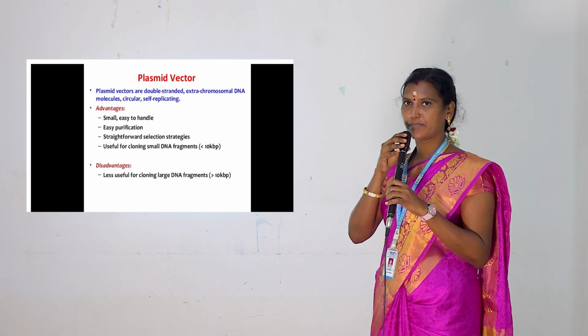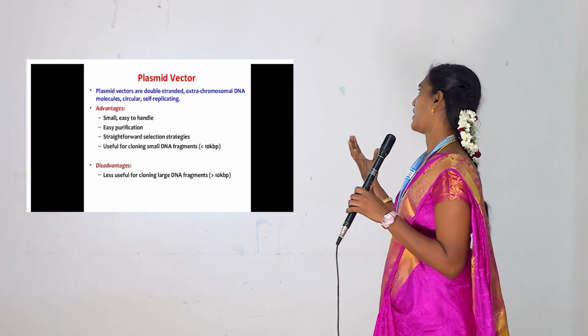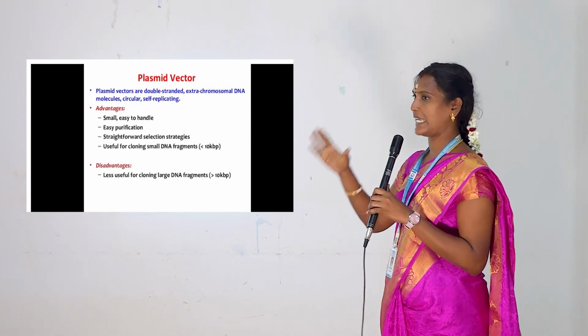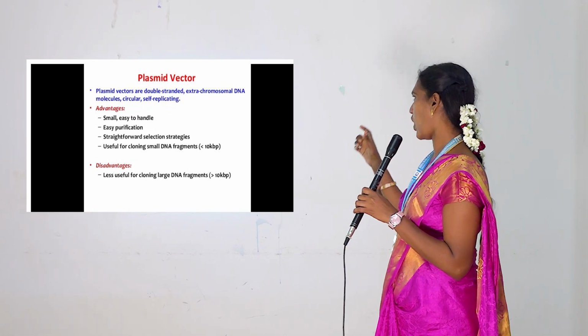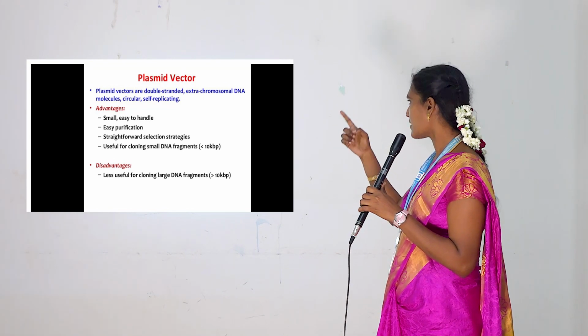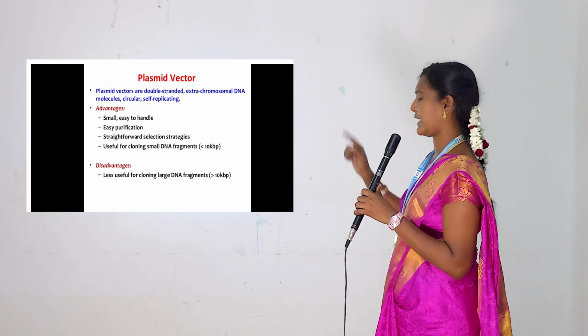Plasmids are nothing but covalently closed circular molecules or extra chromosomal DNA. Other than the chromosomal DNA, there will be a DNA which is called plasmid. It is circular in nature, double stranded and self-replicating.